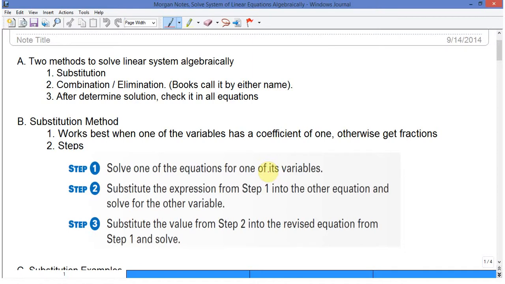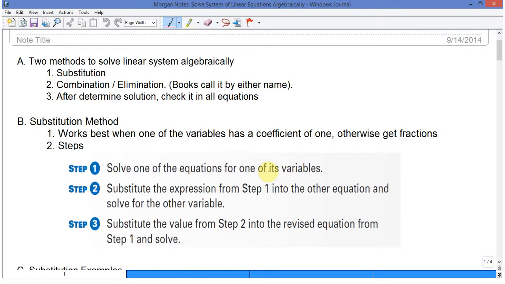In the previous lesson, we solved the system of linear equations by graphing them. In this one, we're going to solve them algebraically. We have two methods that we use. One method is called substitution, which you're probably all familiar with, and then we have another method called combination or elimination, depending on which book you're using.